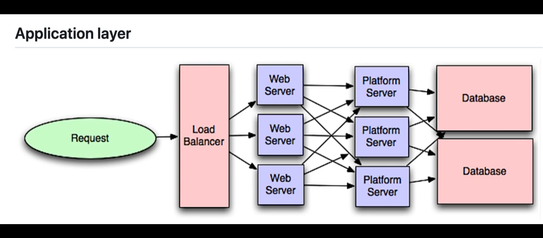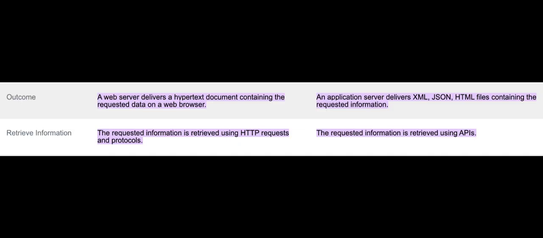What are the major differences between a web server and an application server? A web server returns a hypertext document containing the requested data to a web browser. In contrast, an application server delivers XML, JSON, or HTML files containing the requested information. For example, if the application server returns a list of people who got COVID today in JSON format, the web server responds with the total number with an HTTP status of successful in the HTTP payload.